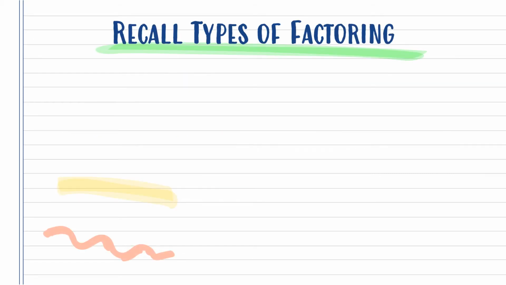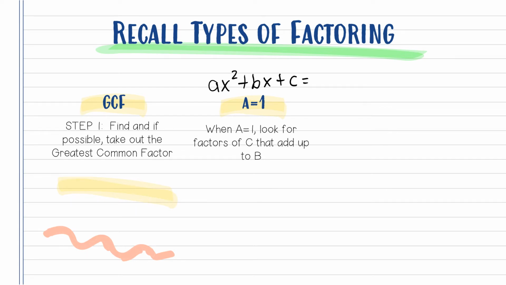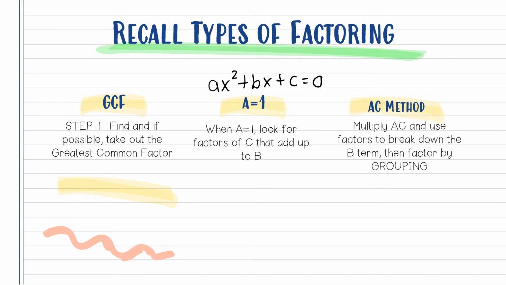Before we get started, let's recall a few important types of factoring we will need for these problems. First, the GCF. Always our first step is to find and, if possible, take out the greatest common factor from all of our terms. Sometimes referred to as basic or easy factoring is when a equals 1. This is used for problems that look like ax squared plus bx plus c equals 0. If a equals 1, you can look for factors of c that add up to b. When a is not equal to 1, you need to use the AC method. Here you can multiply a times c and then break down your middle b terms that you can factor by grouping.